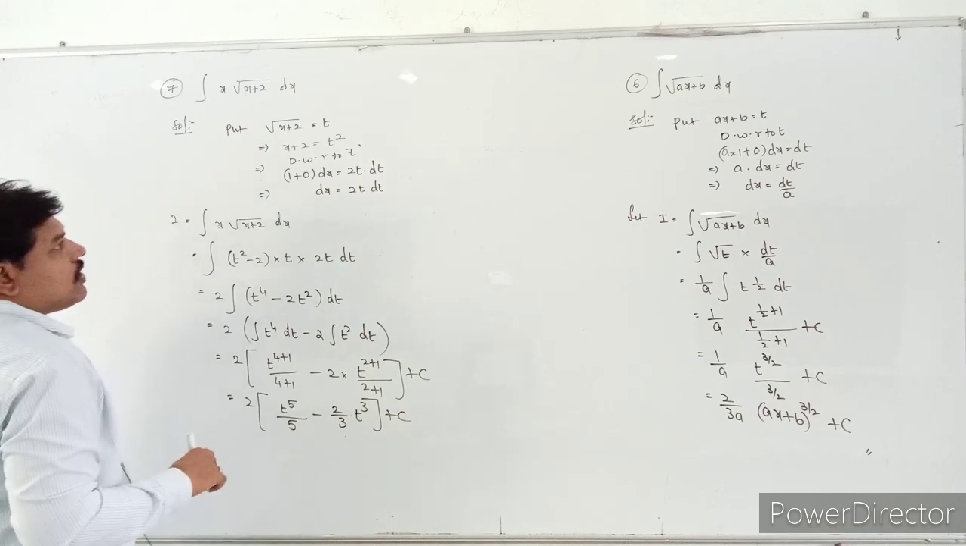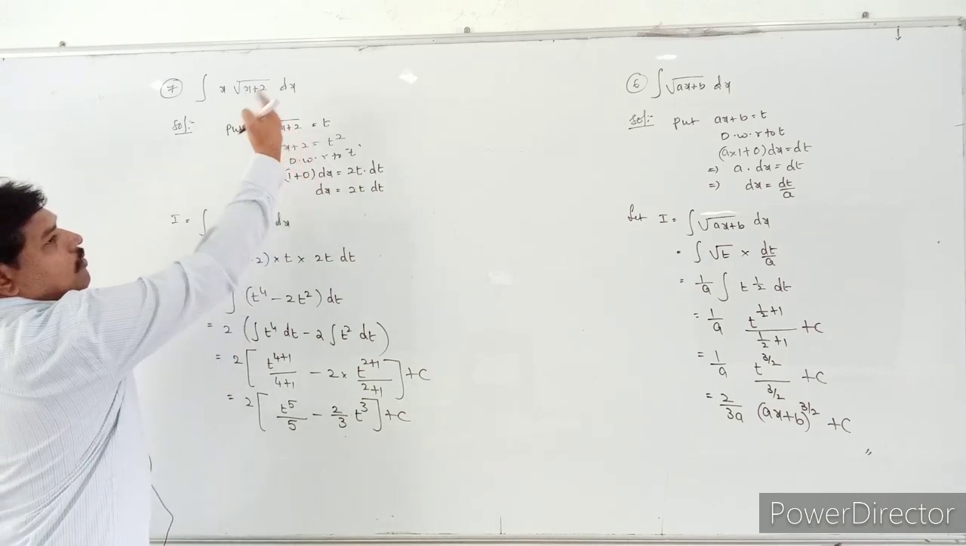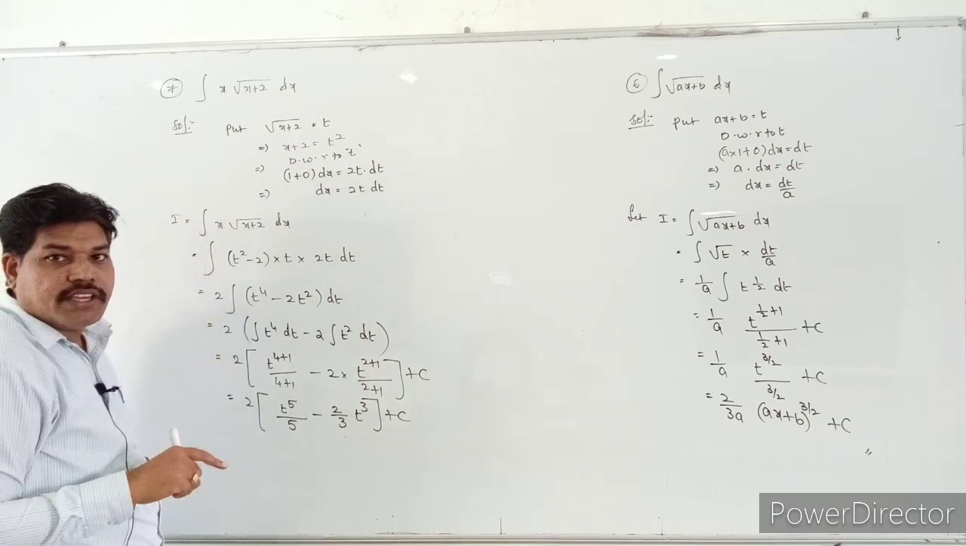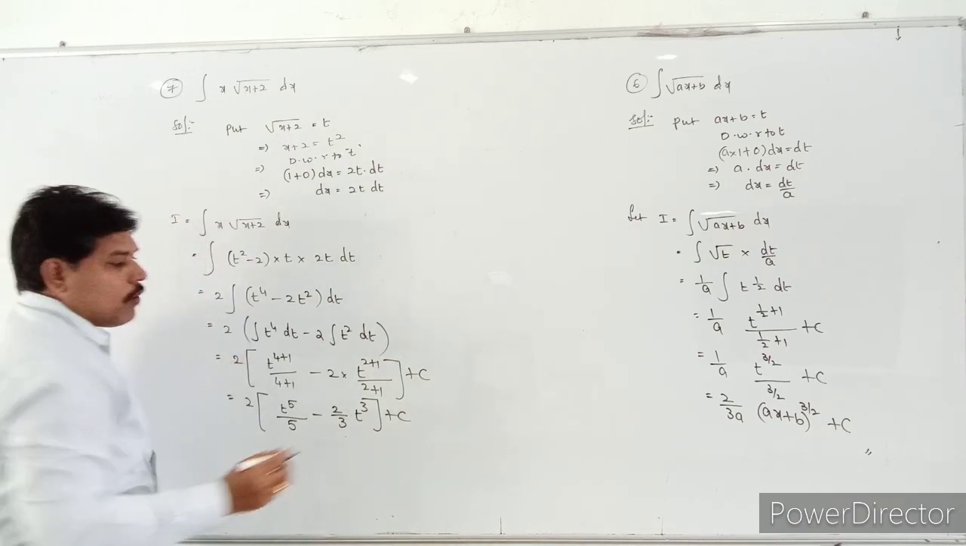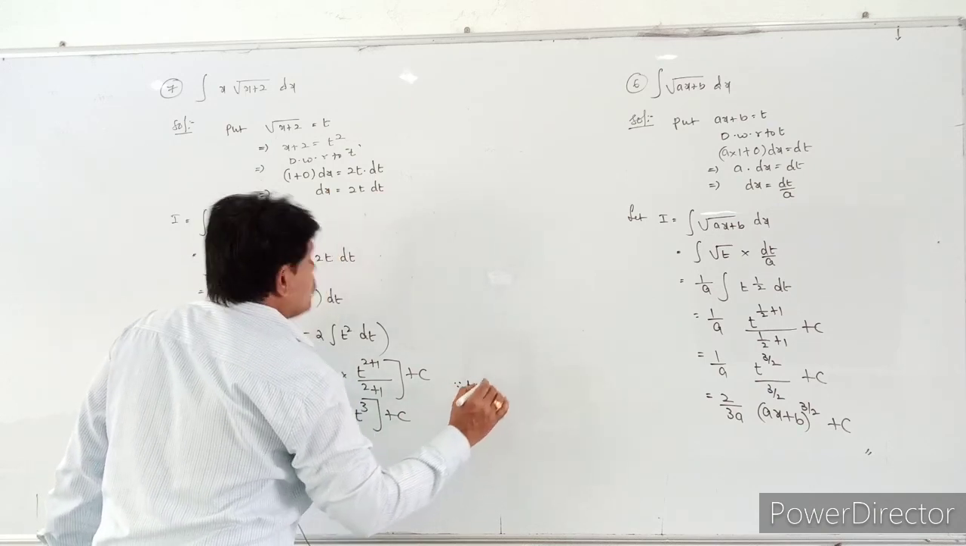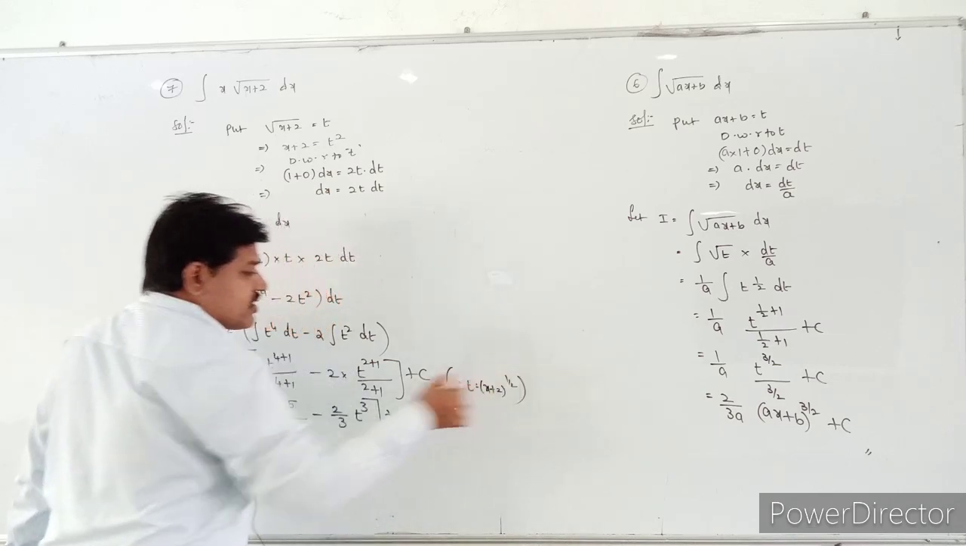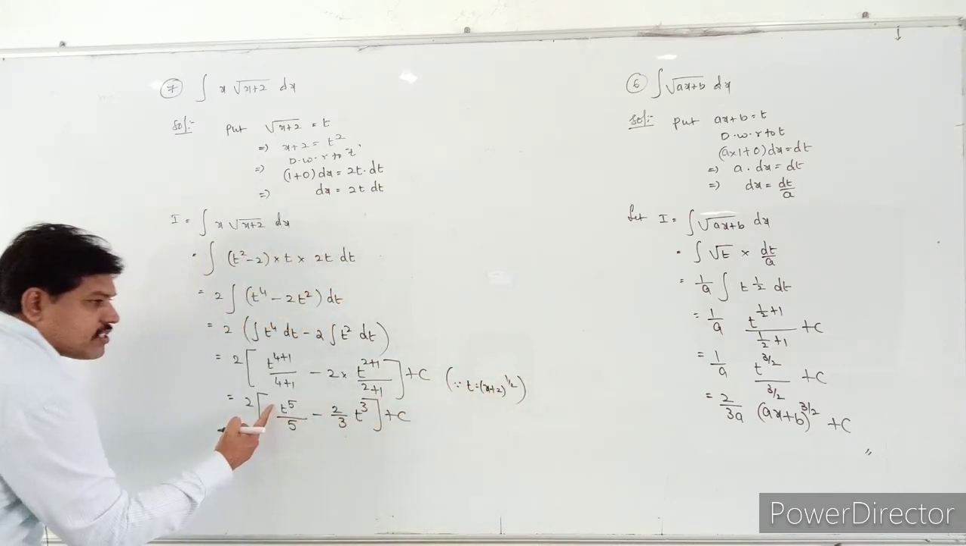So actually, what is the t value? The t value is nothing but x plus 2 whole power 1 by 2, since t is equal to root of x plus 2, and root is nothing but power 1 by 2. So I will replace that here.